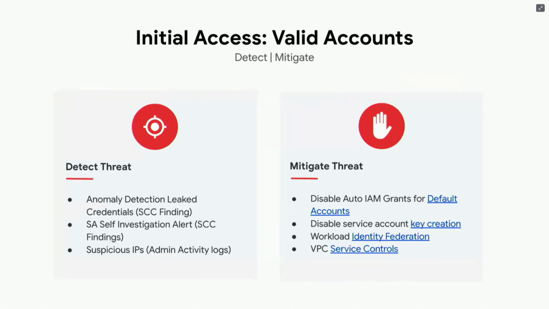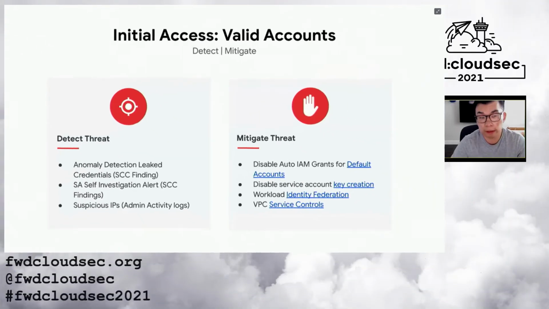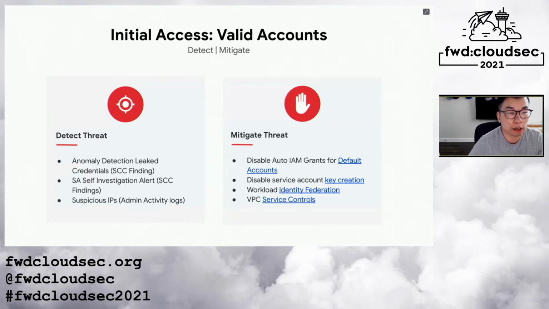Now, speaking from a blue team perspective, there are several ways we can detect and mitigate against this common type of threat. Security Command Center, also known as SCC, provides two types of findings that can help detect for compromised credentials. One, there's a rule to detect if any of your service account keys has been uploaded to a public repo, which is more common than you think. Two, there's another rule that can detect if a service account is doing discovery on IAM permissions, which generally should not be the case for robot accounts.